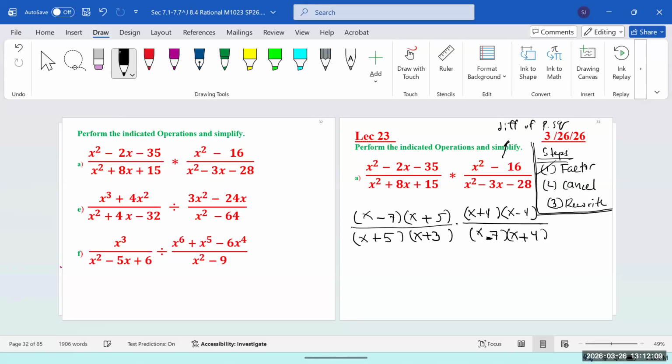So we are done with factoring. Now, who wants to have fun with cancellation? Mora. X minus 7 on both sides. X plus 5 on both sides. X plus 4 on both sides. So what is left? The result is x minus 4 on the top and x plus 3 on the bottom. That's it. Factor, cancel, rewrite.